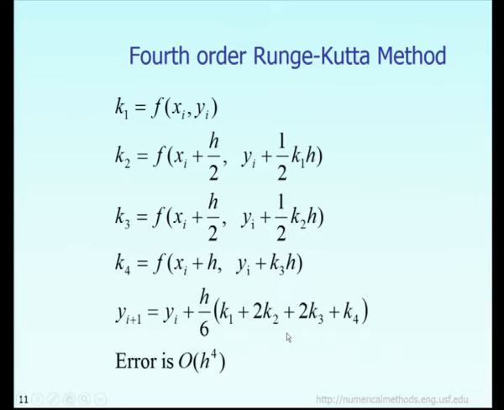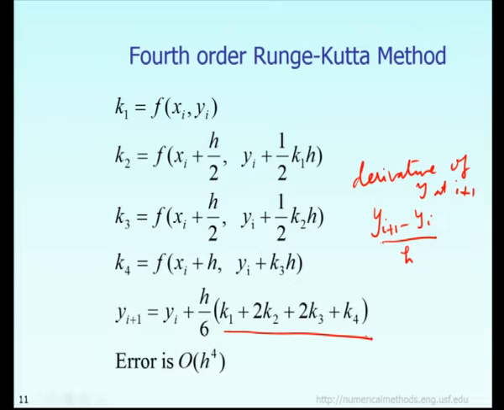So, from this equation I can write (y i plus 1 minus y i) by h. This is basically the derivative of y at i plus 1. The same thing is given in terms of k 1, k 2, k 3, k 4 in a weighted average value, where k 1, k 2 are given in terms of f, and f is basically the derivative. So, the method coincides with the meaning: the derivative is given in terms of a weighted average.